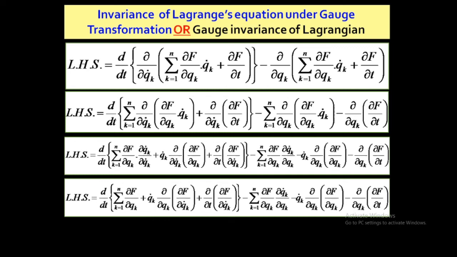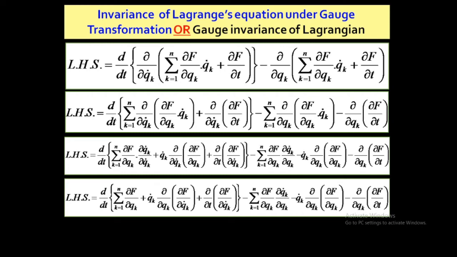Okay, after getting this step you have to remember one thing. Initially we have defined the arbitrary function f, and this arbitrary function is the function of generalized coordinates q1, q2, q3 up to qn. It means f is the function of q, but f is not the function of q dot. f is the function of q1, q2, q3, q4, qk up to qn. It means f is the function of qk, but f is not the function of qk dot.